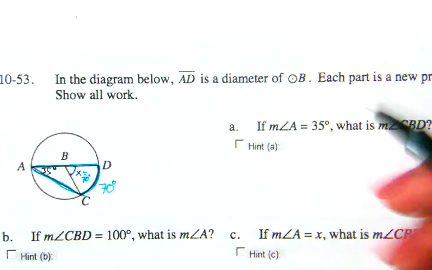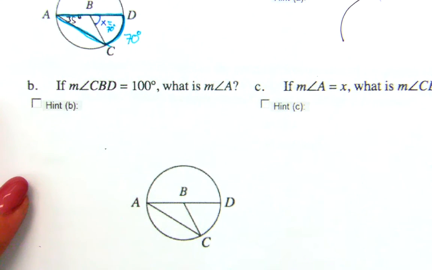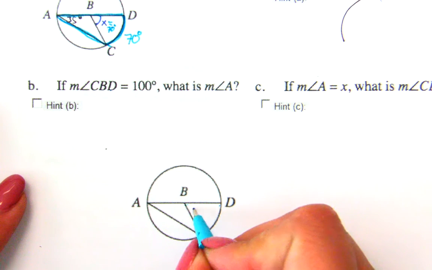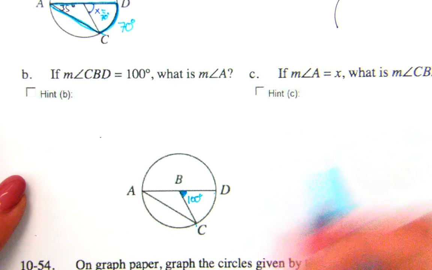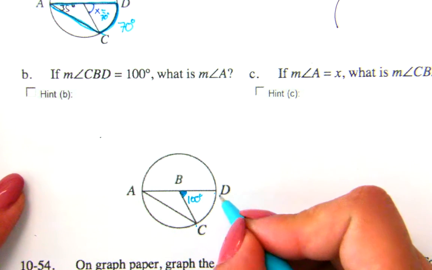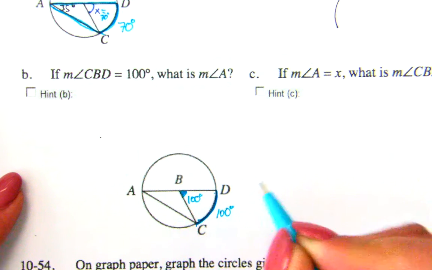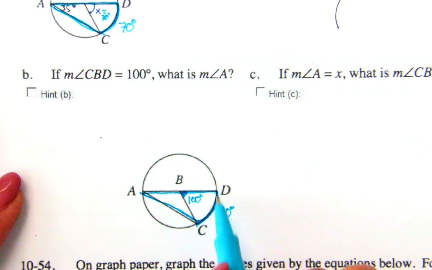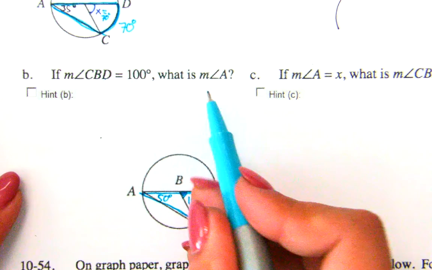Now I'm going to do another circle, and this is going to be for B. So this circle down here is going to go with B. CBD is 100. So C to B to D, that's 100 degrees. And then the measure of angle A. That should be easy to do. This is the arc, right? So this is 100. Since this is your intercepted arc, and this is your inscribed angle, it's going to be half of your intercepted arc, so that's 50. So measure of angle A is going to be 50 degrees.